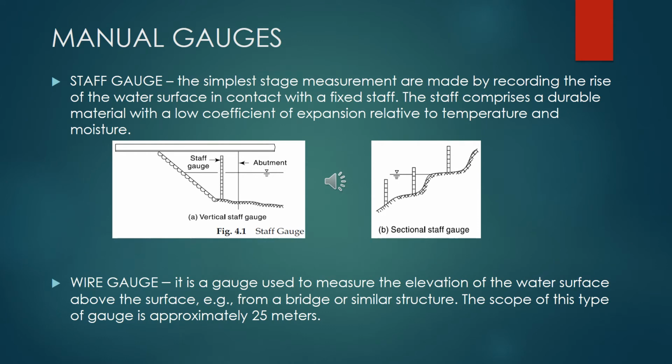We have manual gauges. A simple and inexpensive. They have to be read at frequent intervals to define the variation of a stage with time accurately. We have two types of manual gauges.